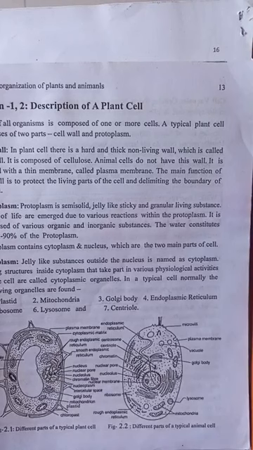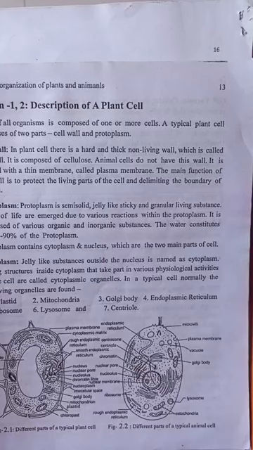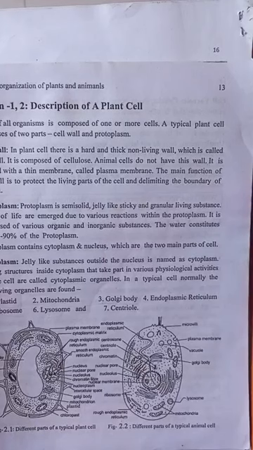Cytoplasm. Jelly-like substance outside the nucleus is named as cytoplasm. Living structure inside cytoplasm that take part in various physiological activities of the cell are called cytoplasmic organelles.